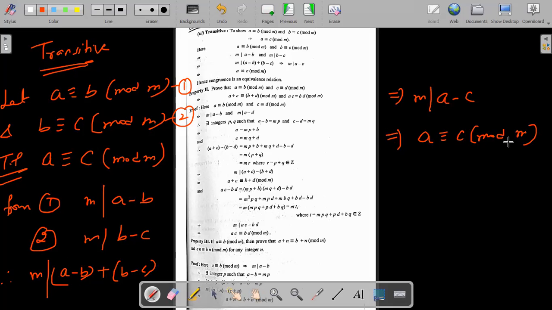Girls, is it clear? Yes, ma'am. Right? So it means transitivity holds, so all the three properties hold, so my given relationship is an equivalence relationship. So congruence is an equivalence relationship.